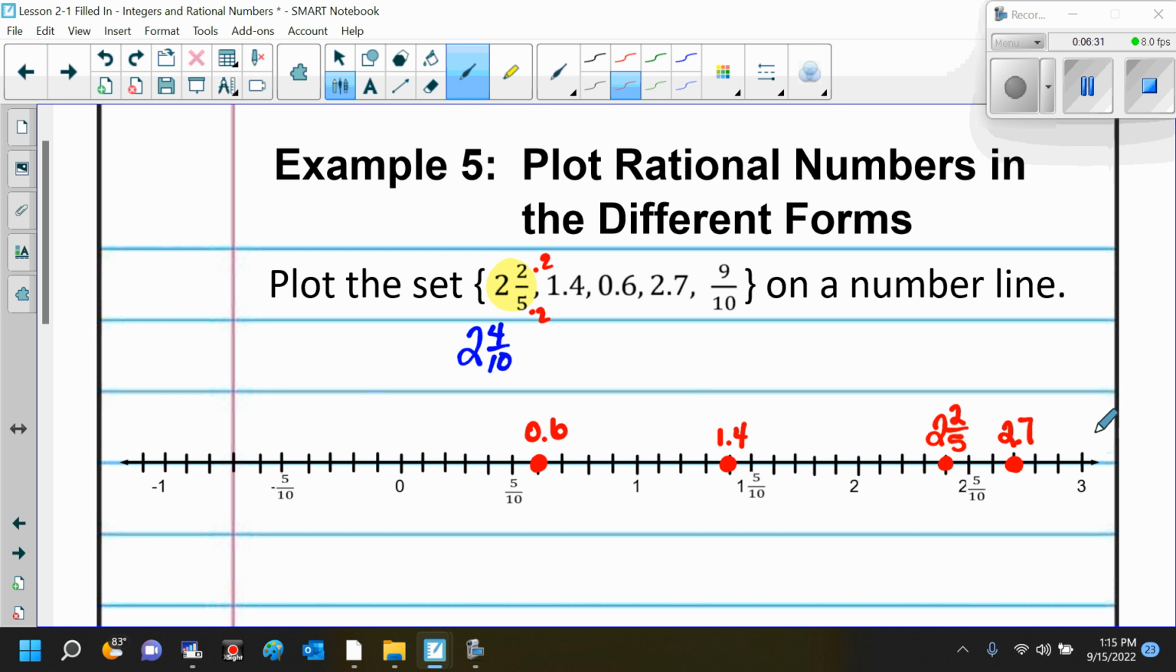And then, of course, we have 9/10. And 9/10 is less than 1, but it's greater than 0. Very good. So here, this is 1 whole, which is 10/10, right? So 1 to the left of that will be 9/10. So this one is 0.9. Is everybody clear? All right. And that is the end of lesson 2-1.